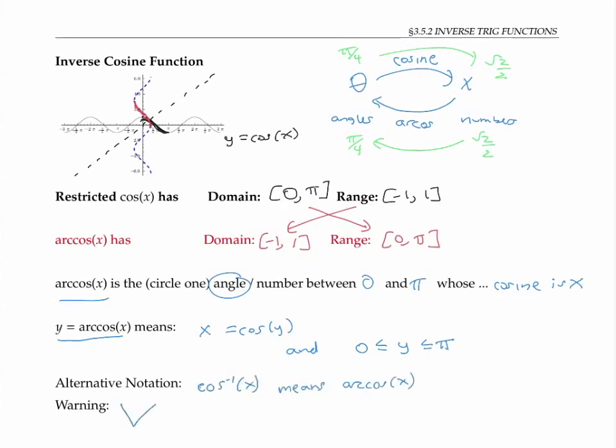And again, we have to be careful. Cosine to the negative 1 of x is not the same thing as 1 over cosine of x. 1 over cosine of x is also called secant of x. Cosine to the negative 1 of x means arc cosine, the inverse function, and these two things are not the same.